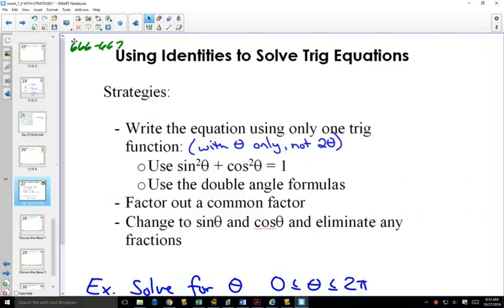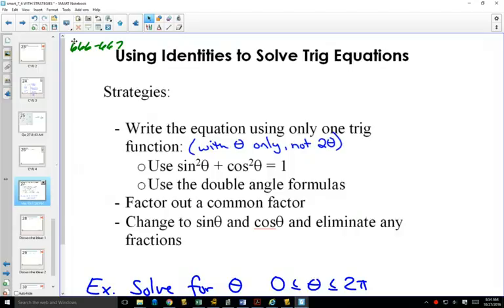So ones that you often use are sine squared plus cos squared. Sometimes you can also use your double angle identities. Now, when you change the equation and you can make it all in one trig function, that's the easiest. Sometimes that doesn't happen. Sometimes no matter what you change, you still have two trig functions in the equation. In that case, we're going to want to try to see if we can factor out a common factor so that we can solve it.